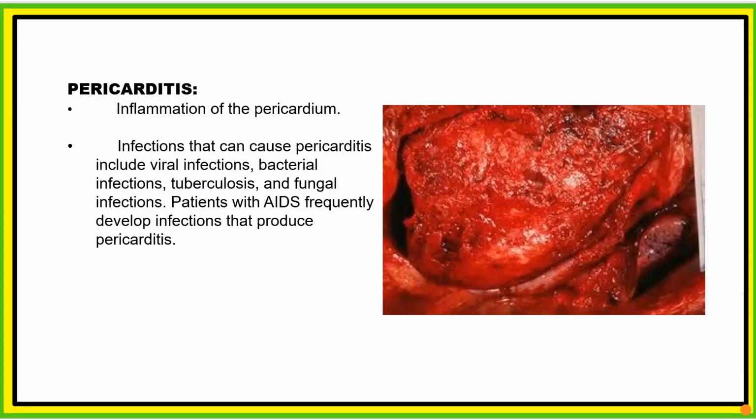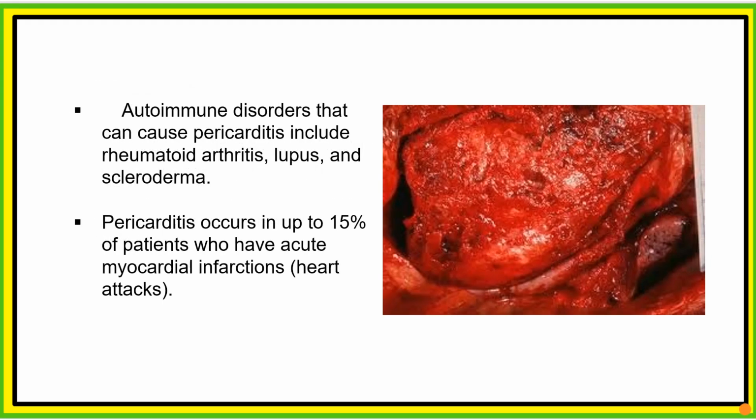Another area of interest in the heart is pericarditis, which is inflammation of the pericardium. Now there are a number of infections that can lead to this, and they range from viral infections, bacterial infections, tuberculosis, and fungal infections, and patients with AIDS have been known to frequently develop infections that commonly produce pericarditis. Other causes include autoimmune disorders. Autoimmune disorders that can cause pericarditis include rheumatoid arthritis, lupus, and then scleroderma.